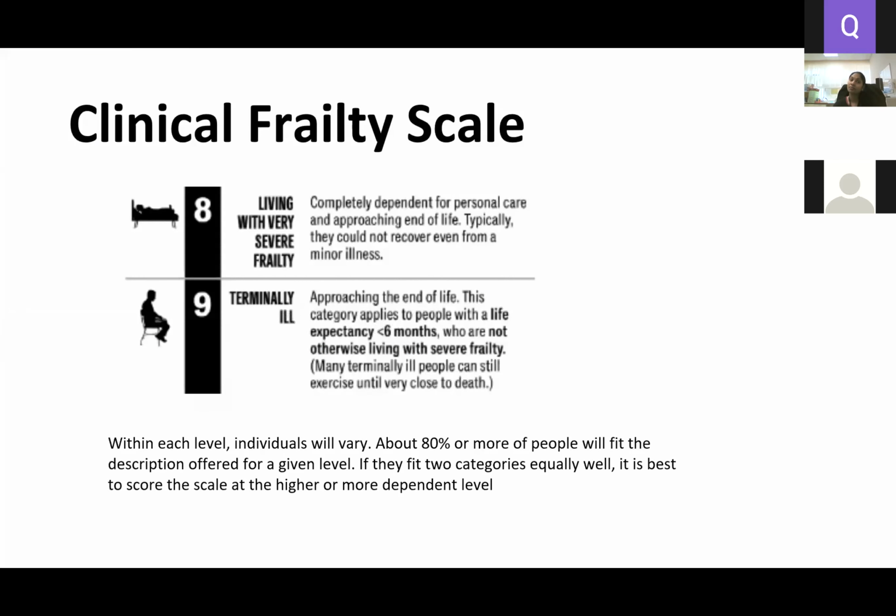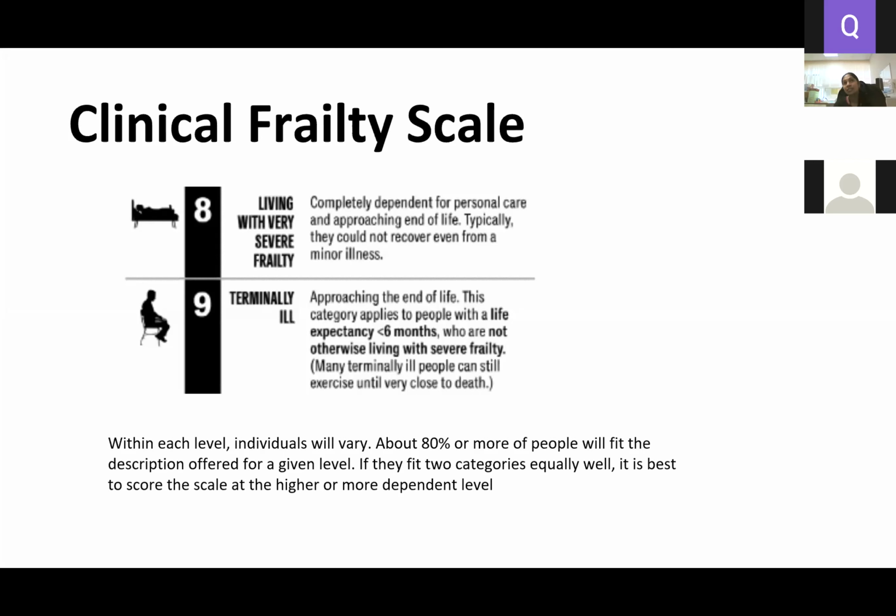So for 8 and 9, 8 is they are completely dependent, same as 7, but they are approaching end of life. That means even if they get community acquired pneumonia, they may not recover, right? So that is number 8. And number 9 is they already have a disease where the life expectancy is less than 6 months, but otherwise they may not be frail. It means they may be walking around, but they have stage 4 pancreatic CA. So those are the people that you put into terminally ill, right?